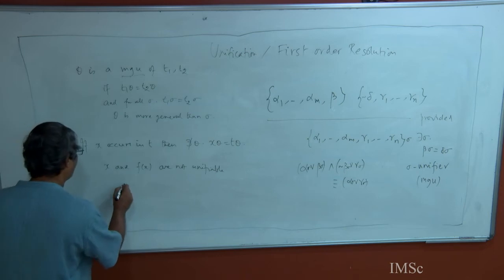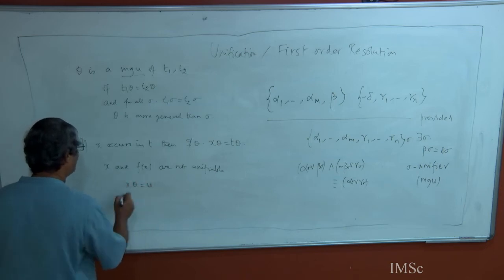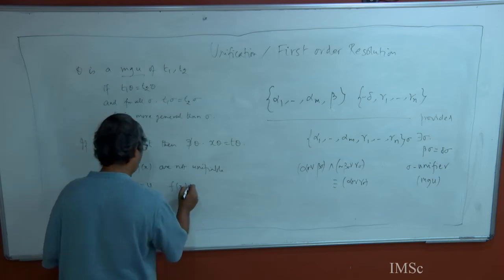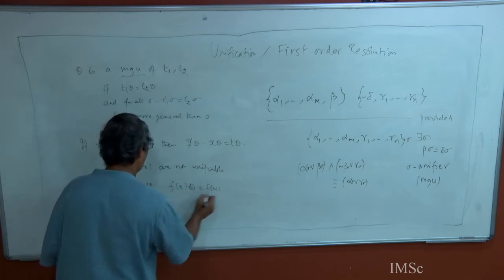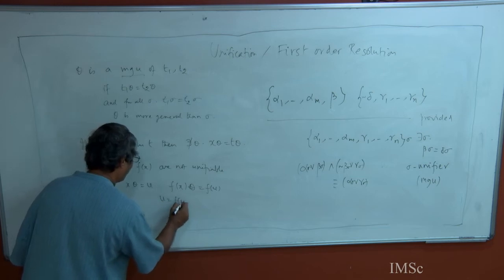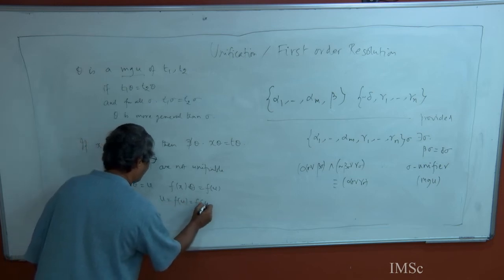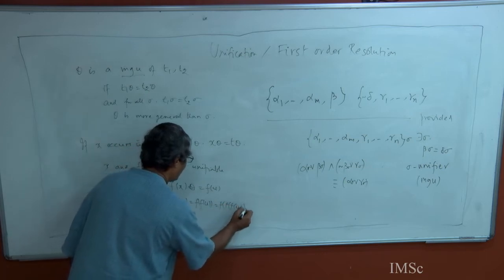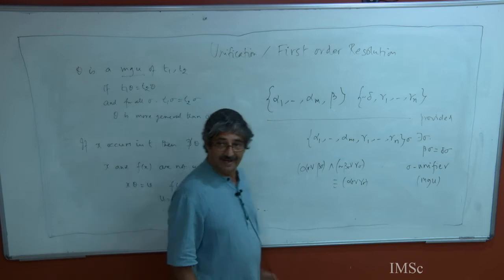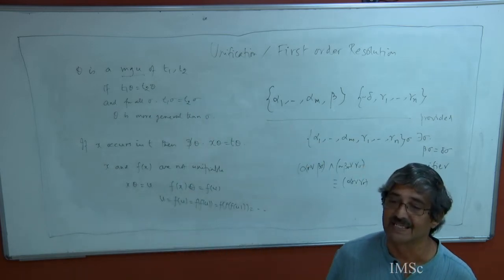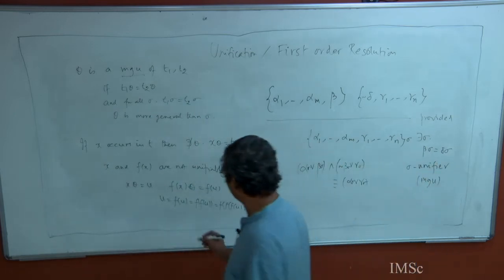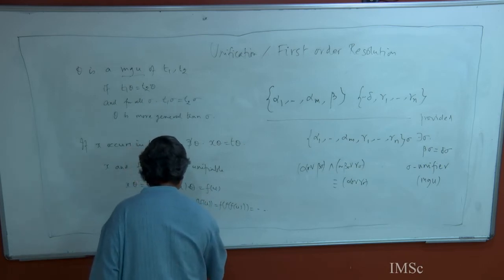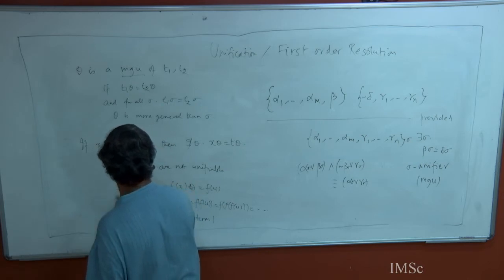because suppose x theta is u, then f of x theta would be equal to f of u, and we would want u equals f of u equals f of f of u, and so on, right? And we don't have infinite terms in our syntax, so this is not possible.